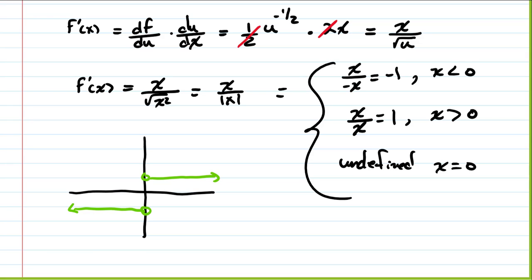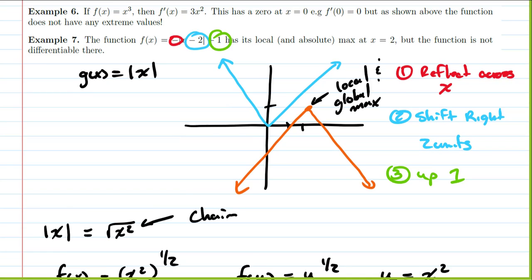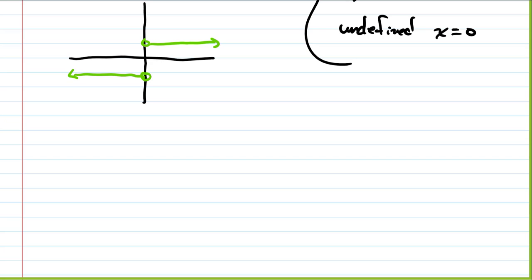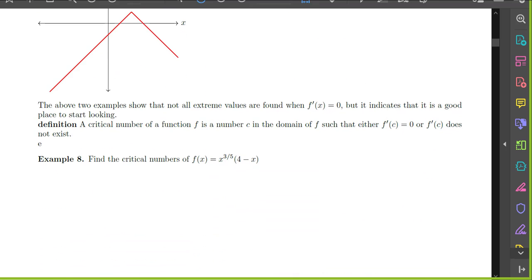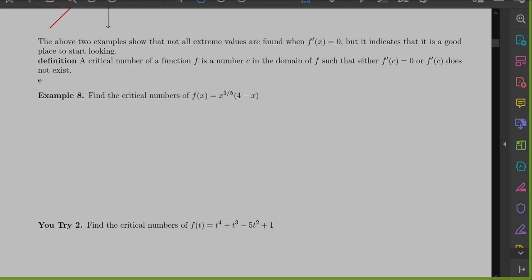So it turns out in this case that our function has both a local and global max, but the derivative wasn't 0, but what was it? Undefined, right? So turns out that's going to be important. So that gives us our next definition.